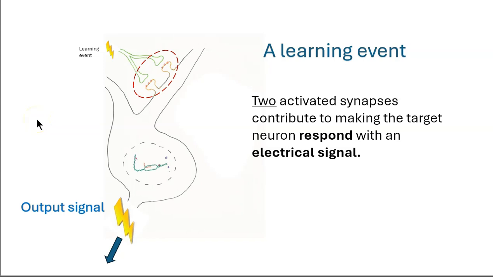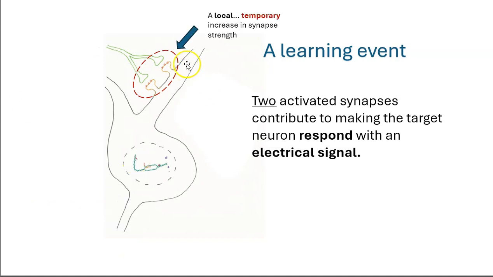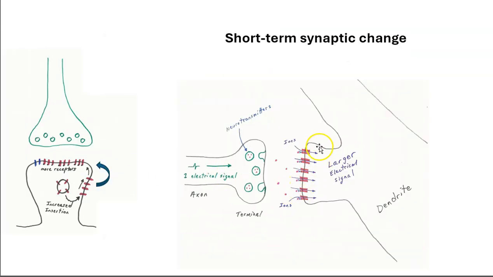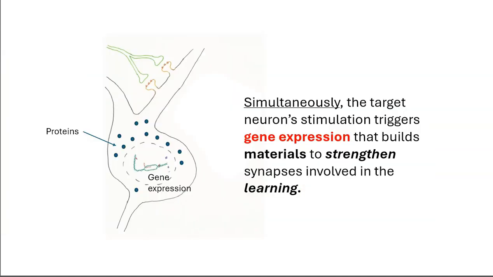Now let's tell the story one more time from start to finish. So here we have our target neuron, and a learning event has caused some inputs to send signals down to these synapses, and that's enough to drive this target neuron to threshold, and it fires its electrical signal. So we've got 2 activated synapses that are contributing to making this target cell respond. Initially, we're going to get that local temporary increase in synapse strength, but that's a reversible process. That's like the short-term working memory boost. And remember, that's a quick insertion of some channels here, but that process is reversible and will disappear in time.